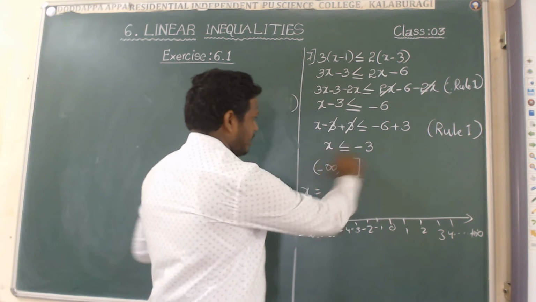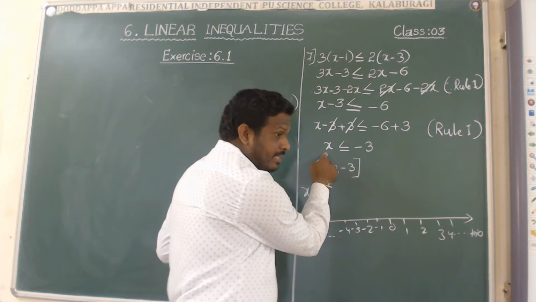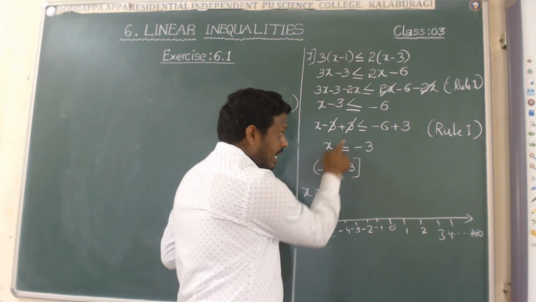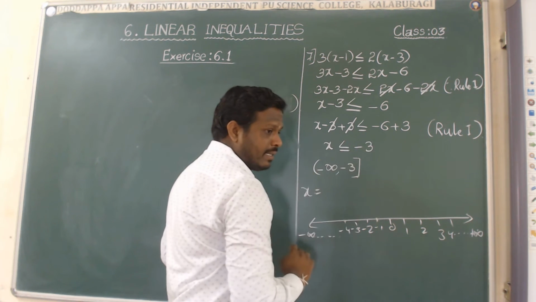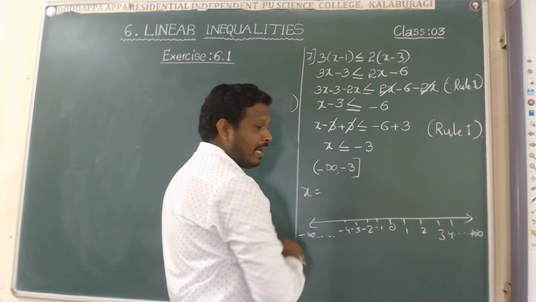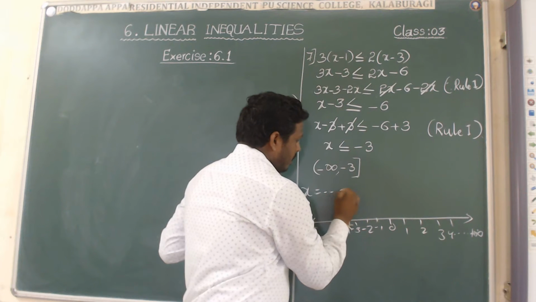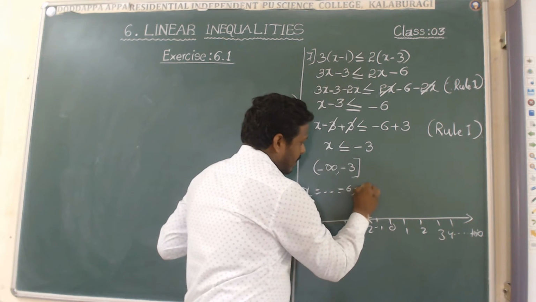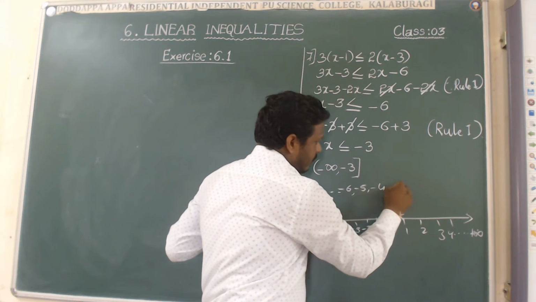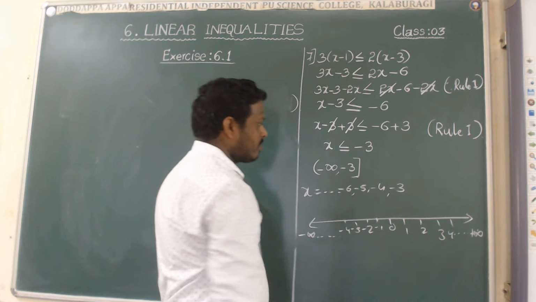Okay. So read this statement. x is less than or equal to minus 3. Here the value of x also includes minus 3. That's why, and so on, minus 6, minus 5, minus 4 and minus 3 also will be coming.